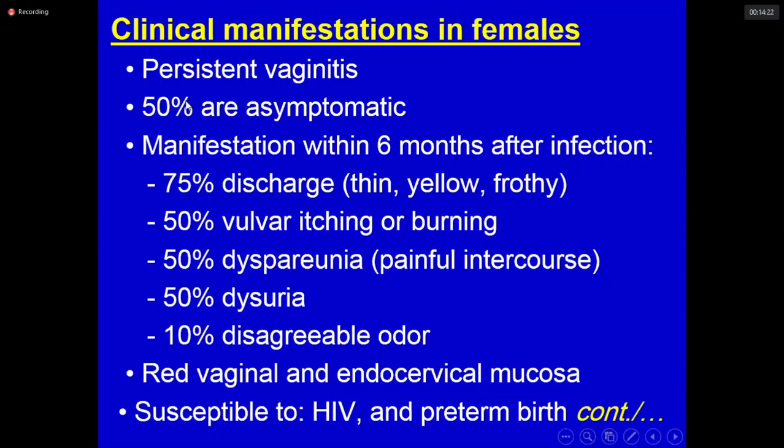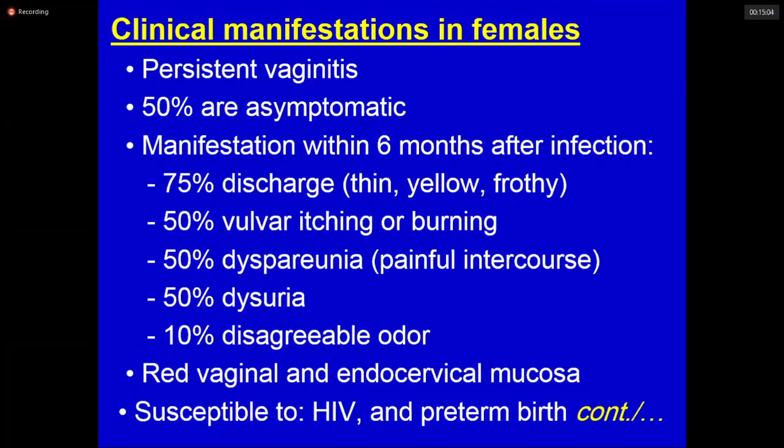However, 50% of the cases are asymptomatic. The woman or the man doesn't feel that they are infected. Within 6 months after infection, 75% of women will have vaginal discharge. And this discharge is described as thin, yellow, and frothy. Frothy, like foam.